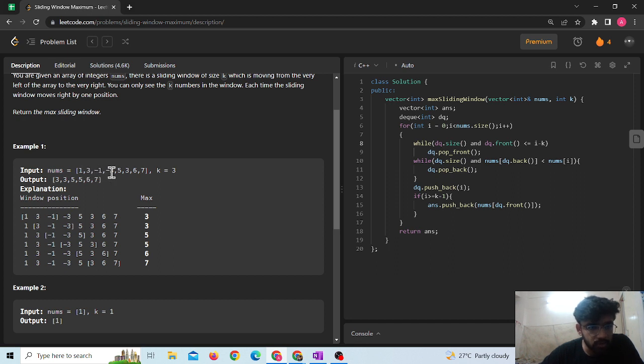As 3, minus 1 and 3, the value will be 3, and in this window the maximum value is 5, so the answer is 5. Again in this window maximum is 5, so answer is 5. Again in this window maximum is 6, so answer is 6. In this similar fashion, this is what the question is asking from us.